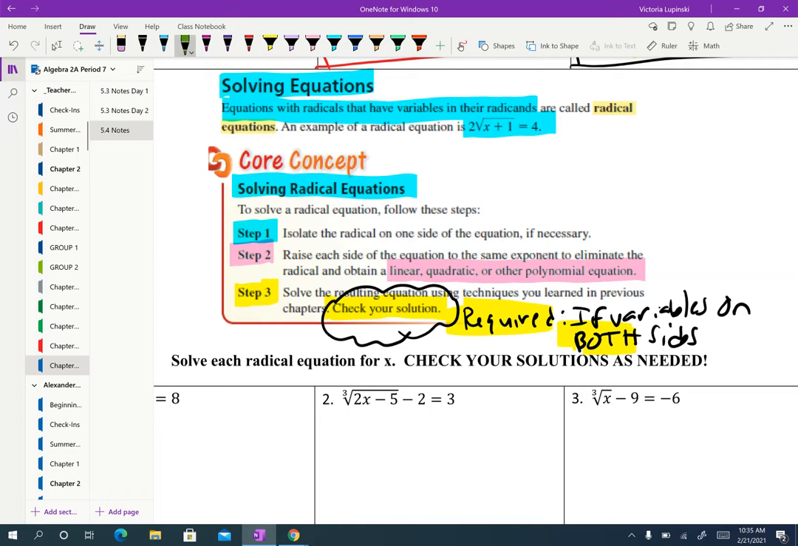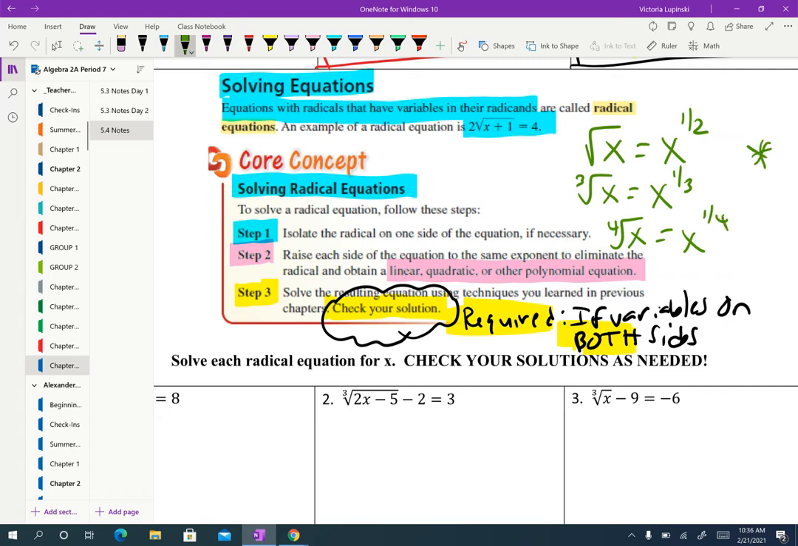And then just another little reminder before we go ahead and get started, if you see the square root of x, please make sure you remember that technically that is x to the 1/2 power. Whereas if you see the cube root of x, remember that that is x to the 1/3 power. The fourth root of x is x to the 1/4 power, and then so on and so forth down the line.